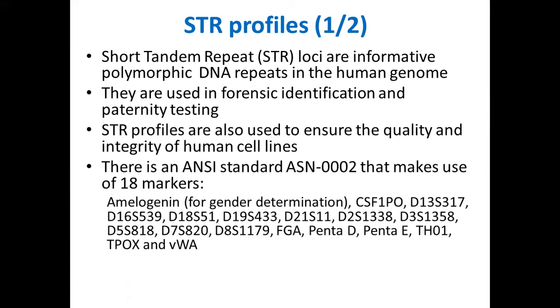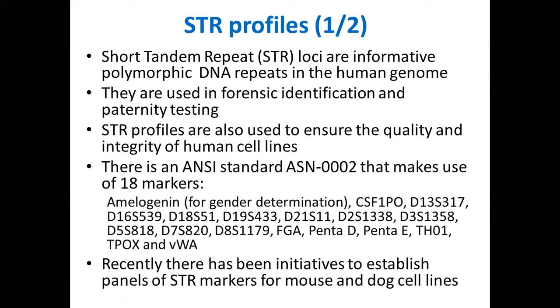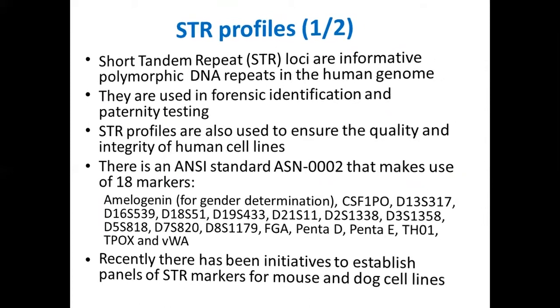So there is an ANSI standard which makes use of 18 markers, and there are different groups working to extend this, as I said, to other species. People are now working on mouse and dog cell lines, to also have a list of markers which will allow people to test their mouse and dog cell lines.